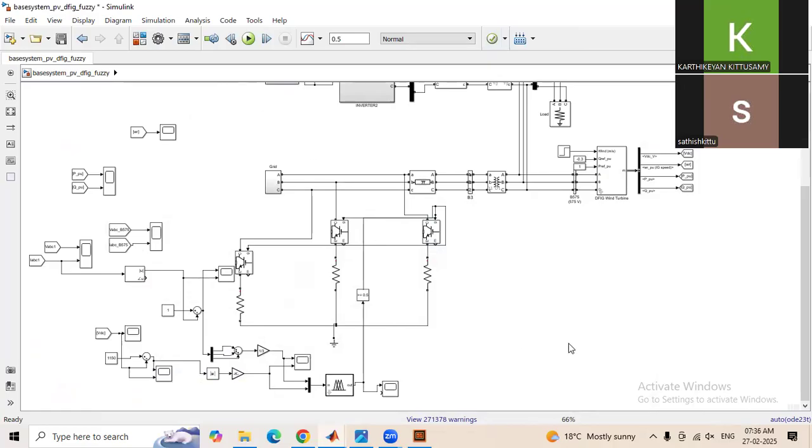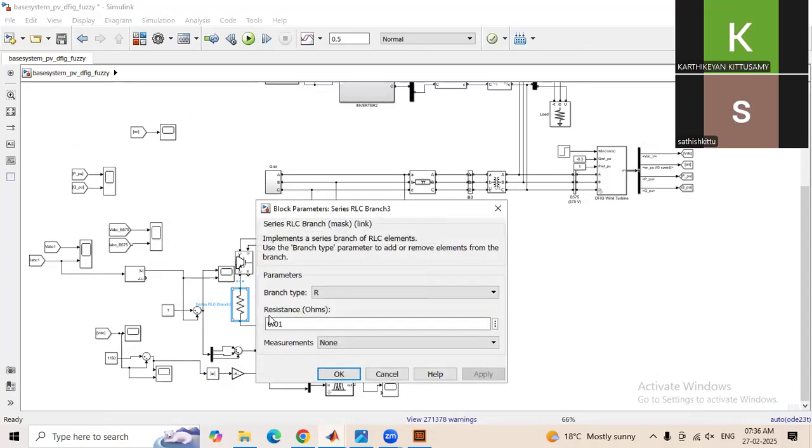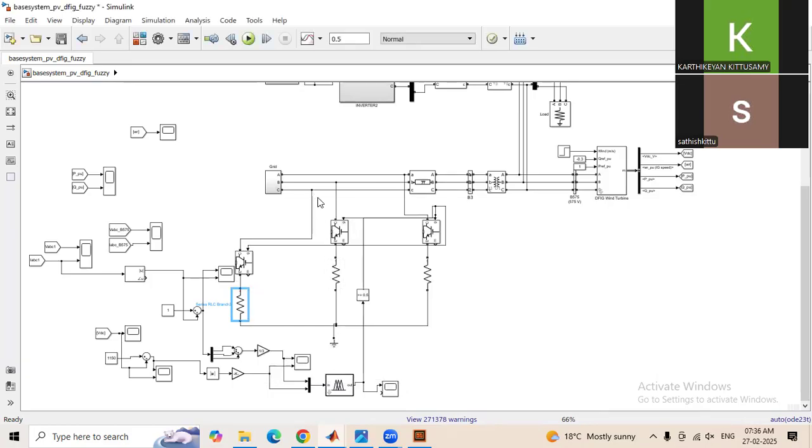And here in this, if you see, I have provided the resistance value as 0.01 to offer the minimum resistance path, and it will be provided to the ground. That is, when the fault current is flowing here, these switches will be on with the help of this fuzzy controller. And when the switches are on, at that time the fault current will flow through this least resistance path to the ground. So it will not affect the DFIG components or these transformers.